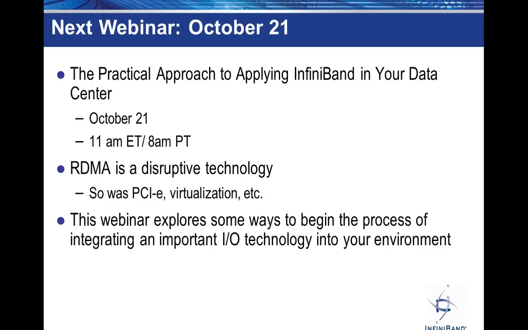benefit. And that's what we're going to look at in our next webinar, coming up on October 21st. We'll explore some ways to begin the process of integrating this important technology into your environment without having to employ a fleet of forklifts in order to replace your entire infrastructure. There are ways to do this in a smooth, coordinated, moving forward fashion that fits well with your normal upgrade cycle and lets you take advantage of improvements in I/O over time.